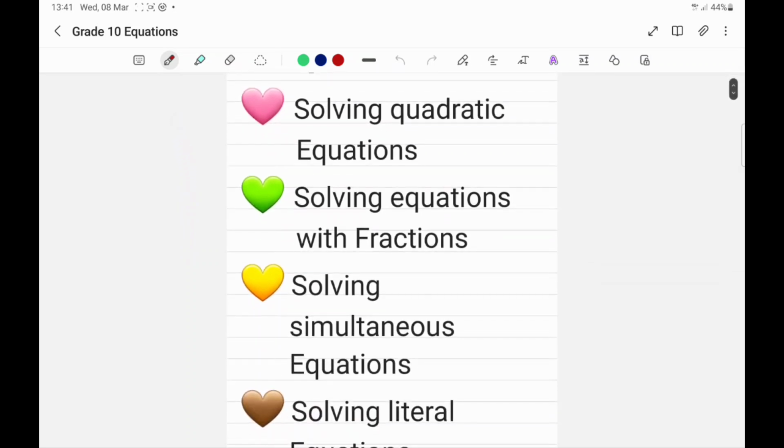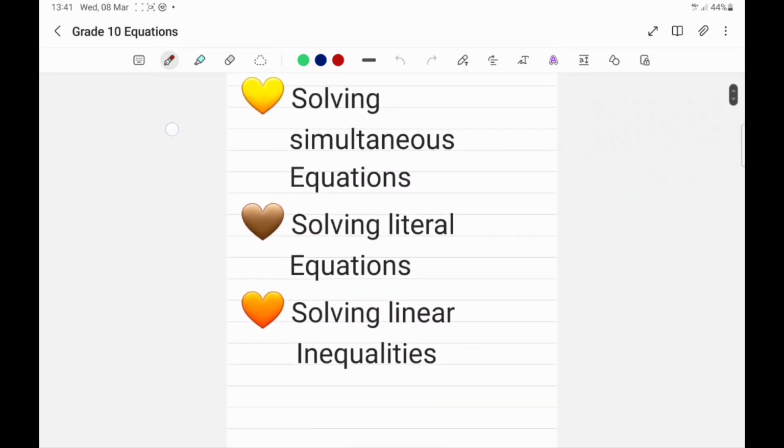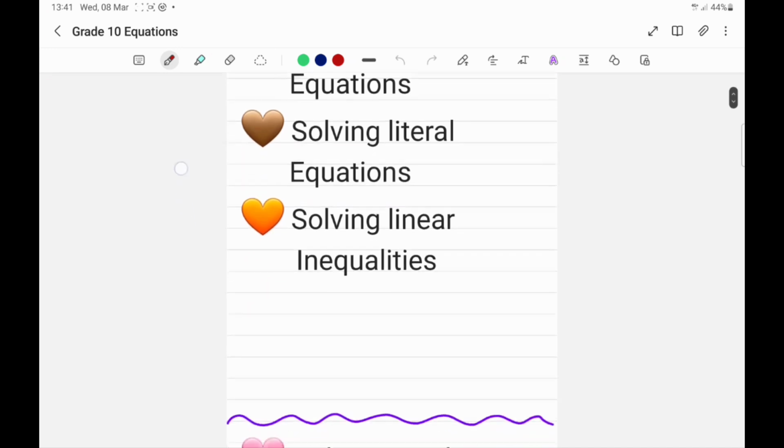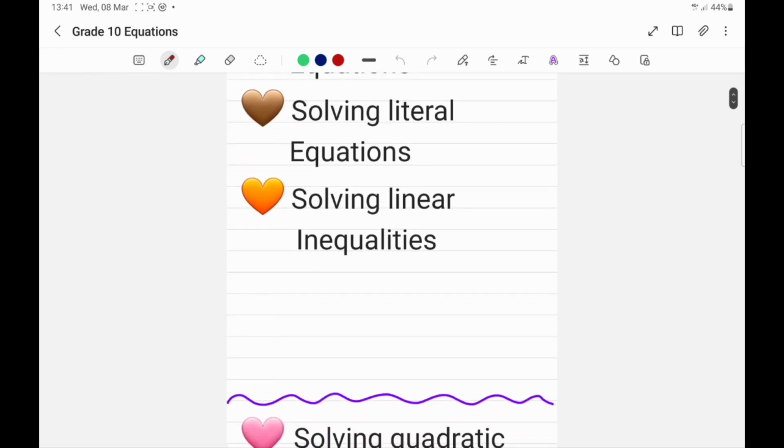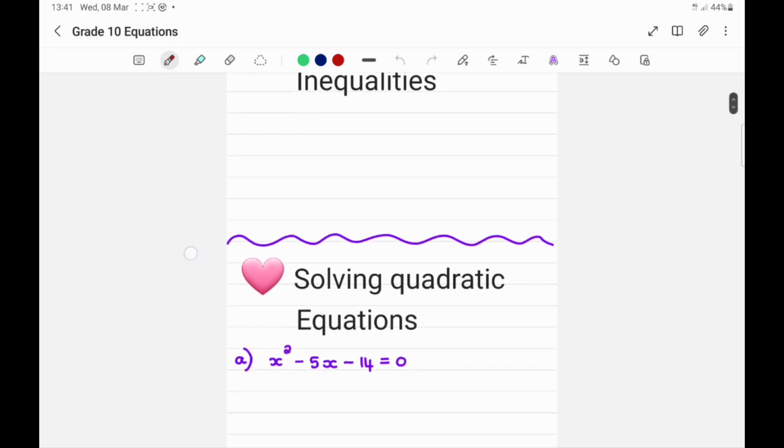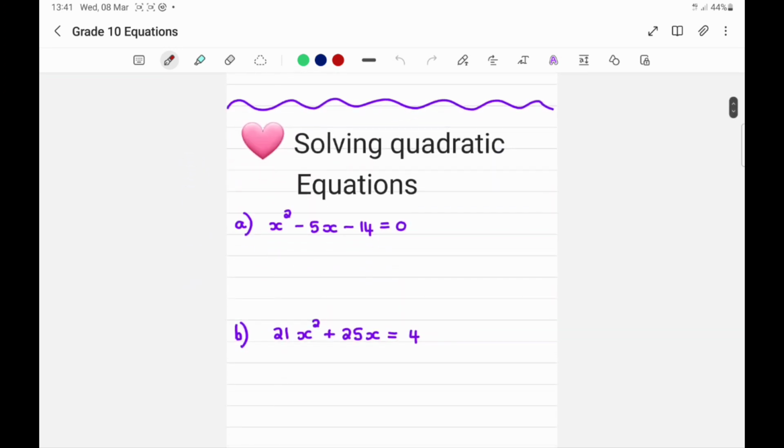So the topics that we're going to be taking care of are solving quadratic equations, solving equations with fractions, solving simultaneous equations, solving literal equations, and lastly solving linear inequalities. Alright, so let's start with solving quadratic equations. This is quite easy, maybe more on a grade 9 level, or in grade 9 we have touched on these, although we haven't done the trinomial and things like that. That's going to be incorporated here when we need to factorize.